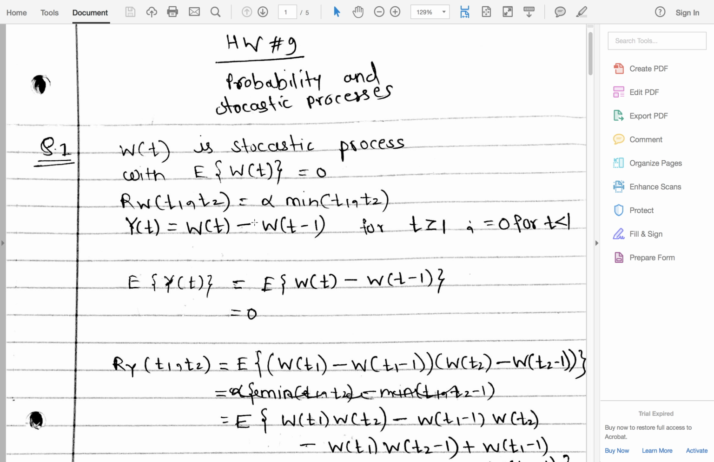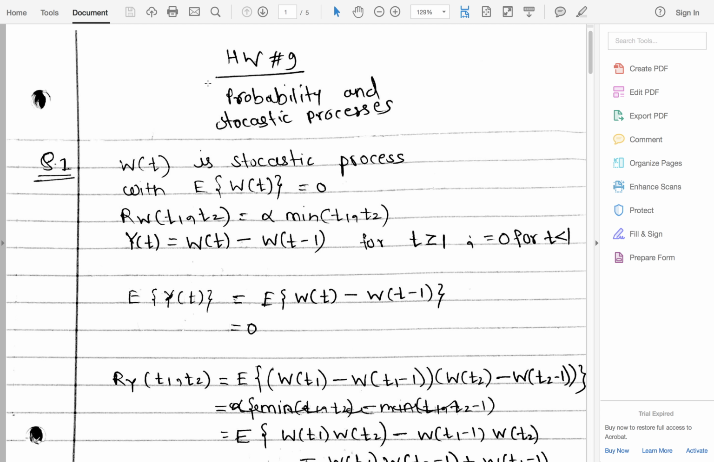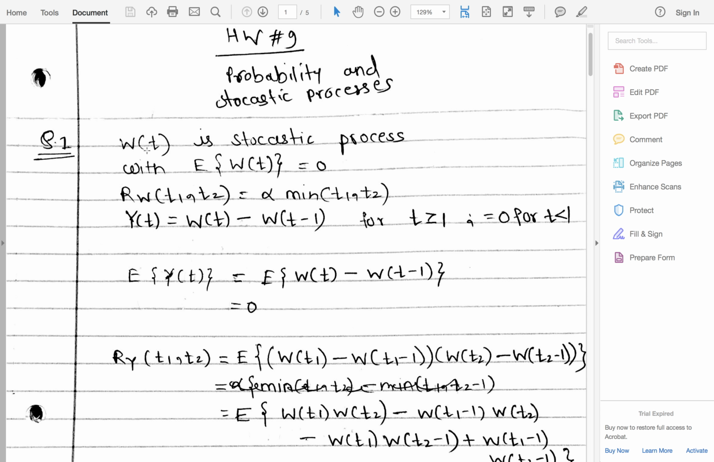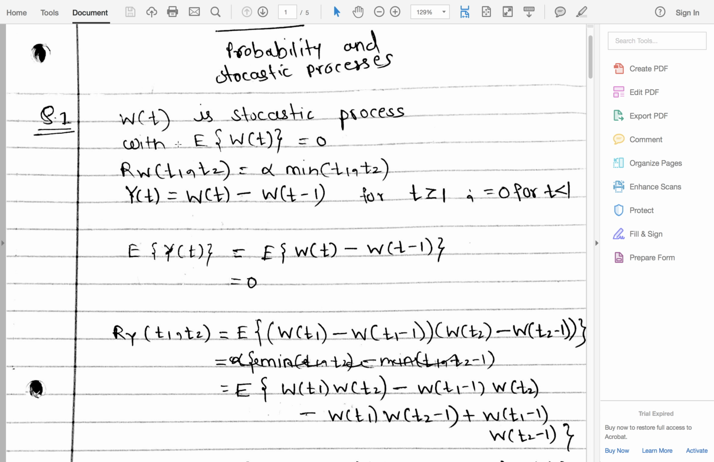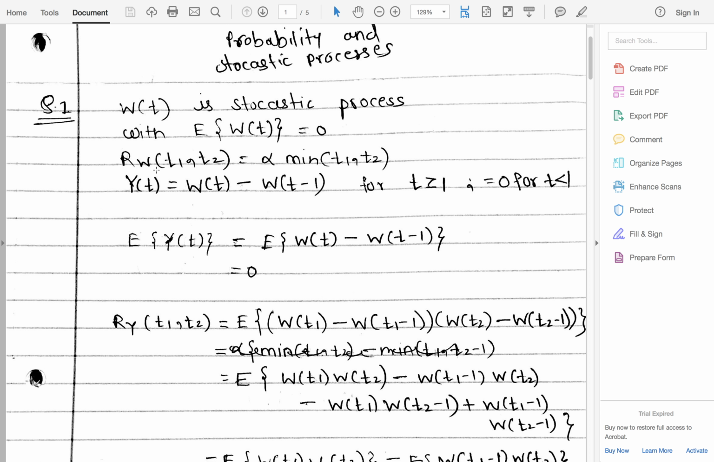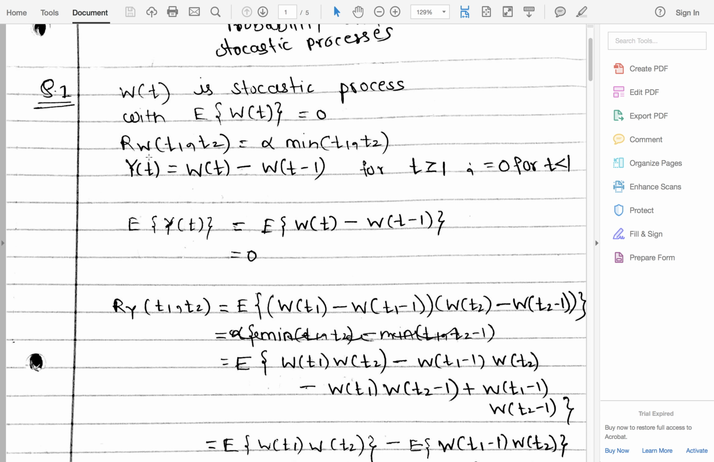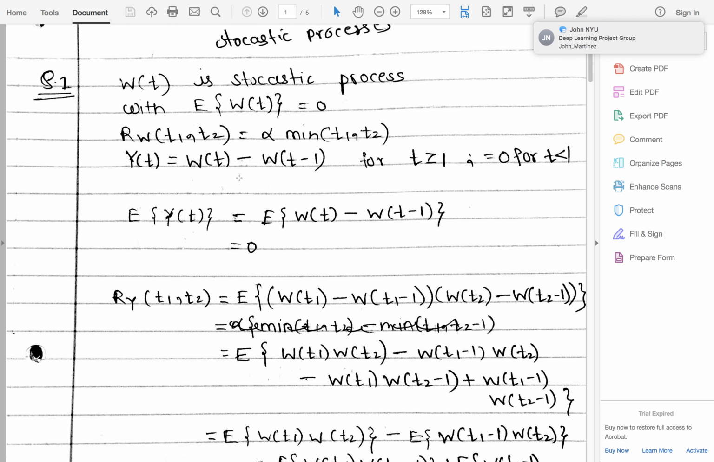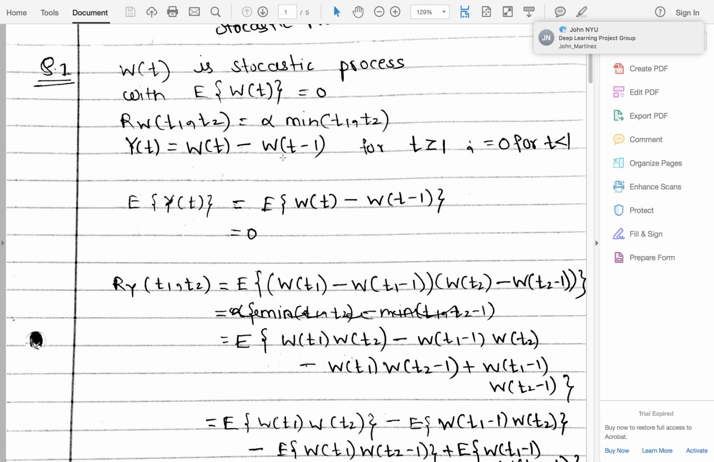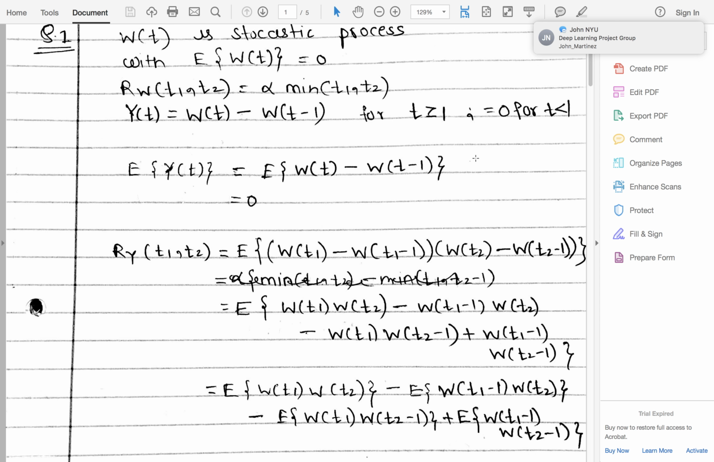I am explaining question number 1 of homework 9, a probability and stochastic processes class of Professor Chen. In the first question, we are given that Wt is a stochastic process with its mean function as 0, and the autocorrelation function for Wt, R_W(t1, t2), is given as alpha times the minimum of t1 and t2, and Yt is Wt minus Wt-1 for t greater than or equal to 1, and Yt is equal to 0 for t less than or equal to 1.